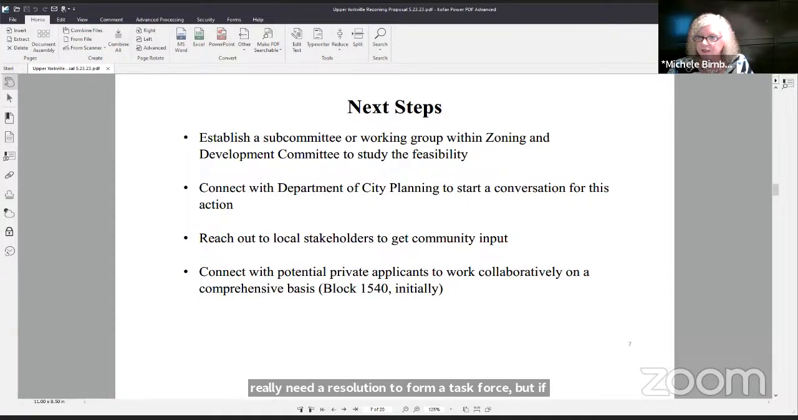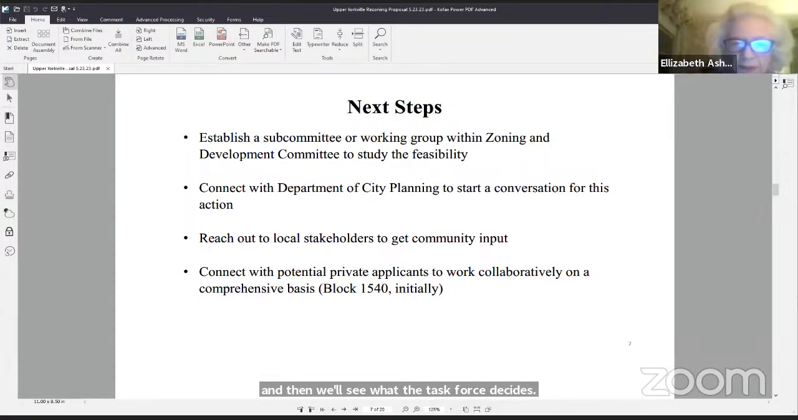I think we should have a task force. But if you're going to have a suggested conclusion or tell the task force what it should be studying, which is a change of zoning, that is predetermining what the task force will do. So I'm completely opposed to any resolution. We don't need it, but I think it would be terrific to have a task force, and then we'll see what the task force decides. That's what I wanted to say. Thank you. Elizabeth Rose?